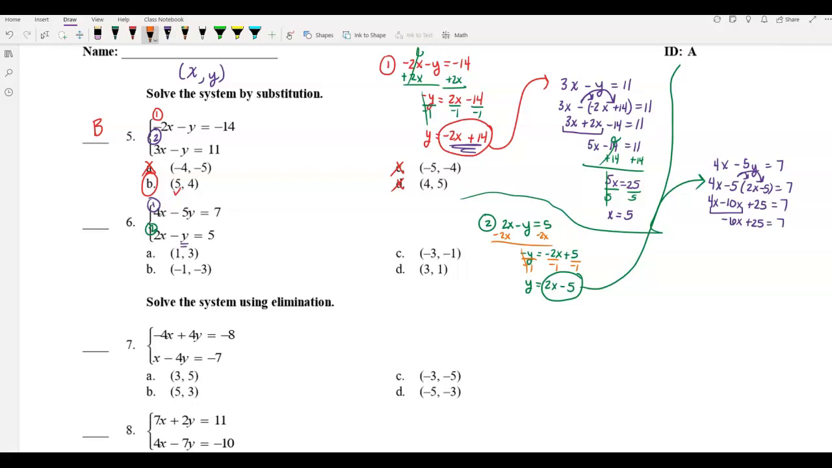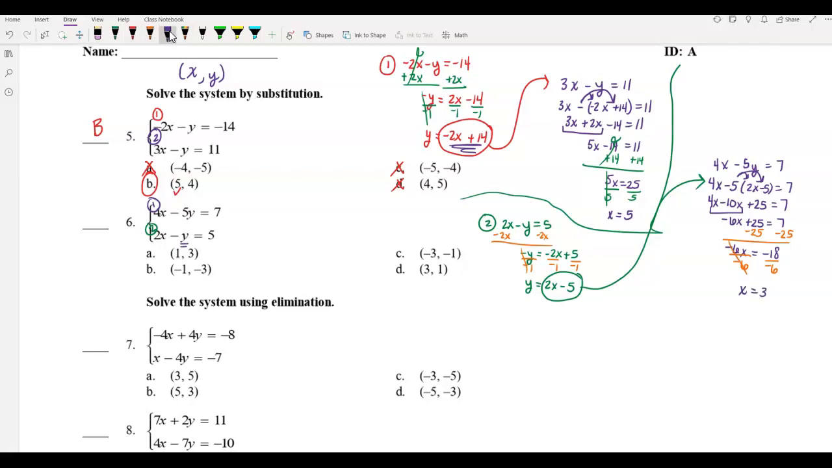I'm going to subtract 25 from both sides because our goal is to get x by itself. Negative 6x now equals negative 18. Last step is divide each side by that -6. And we get x equals positive 3.